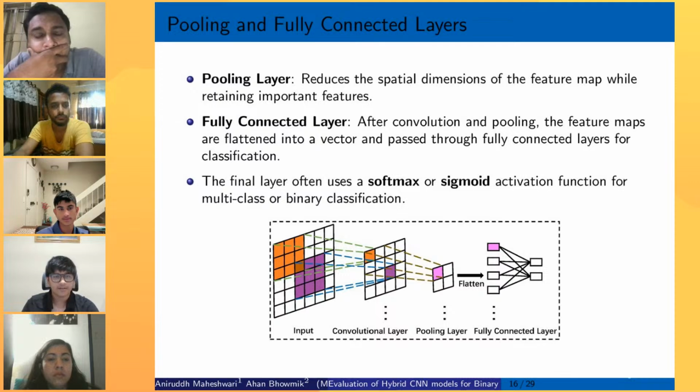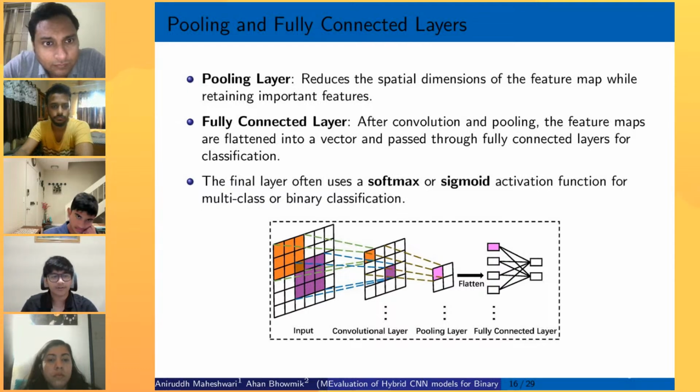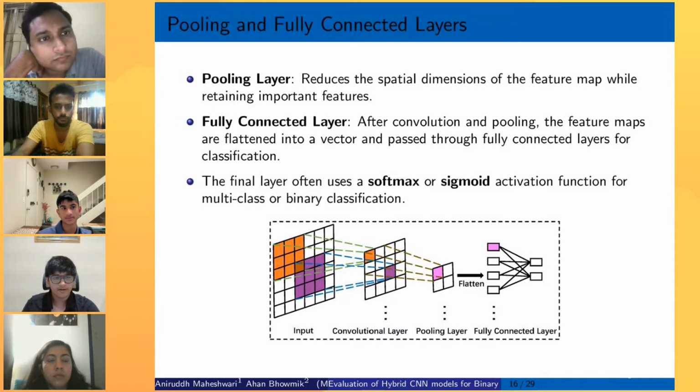The second part is the pooling and fully connected layers. The pooling layers reduce the spatial dimensions of the feature map while retaining important information. There can be two types of pooling. One is max pooling and the other one is global average pooling. So max pooling only takes the most important features and does not consider the other ones. And global average pooling is when you take the average of certain features. So you're still reducing the spatial dimensions of the feature map, but you're still retaining some or all of the information in the feature maps.